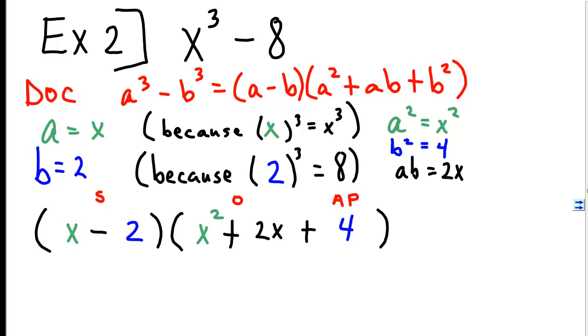We can remember the signs inside of the parentheses by using the word SOAP. The S stands for the same sign, so in the first parentheses, these two will be the same. In the second parentheses, the next sign will be opposite, so it will be positive. And the last sign is always positive. SOAP.